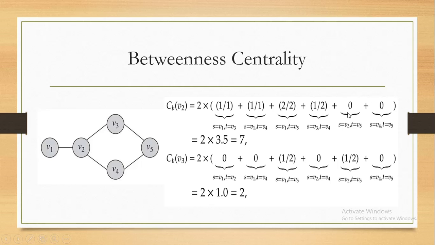Similar is the case with V4, V5. So we will be adding this all and multiplying it with V2. You might be having a question: why are we multiplying it with 2? The reason is we are dealing with undirected graphs. As it is an undirected graph, we can traverse V1, V2, V3 and V3, V2, V1. Hence, we are multiplying it with 2. So, in this case, the betweenness centrality of node V2 is 2 into 3.5, that is 7.